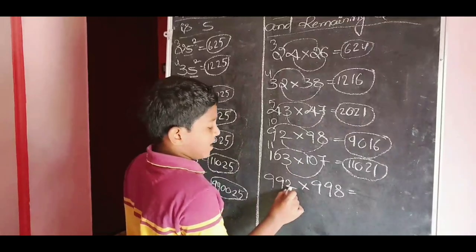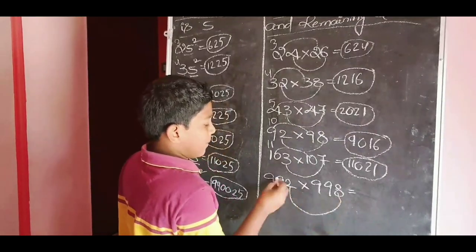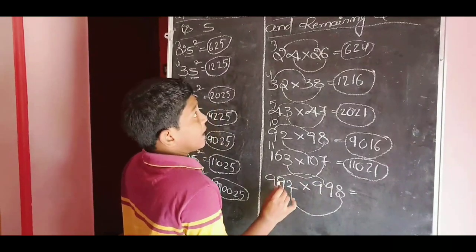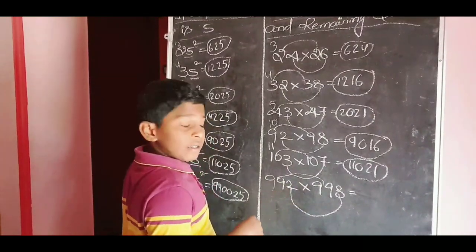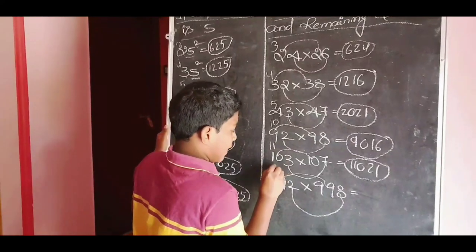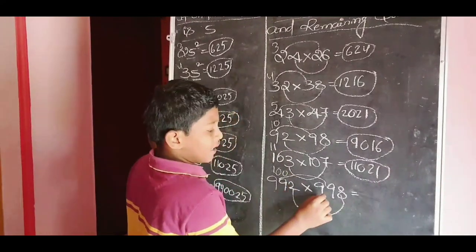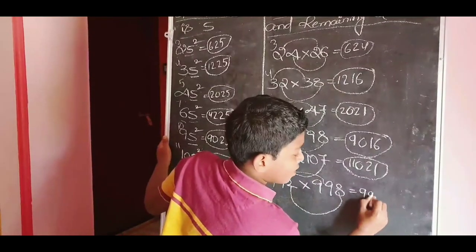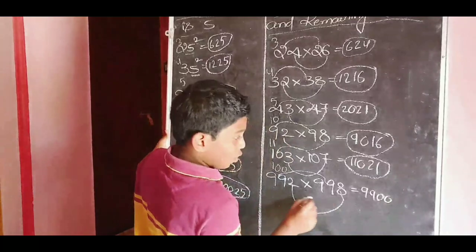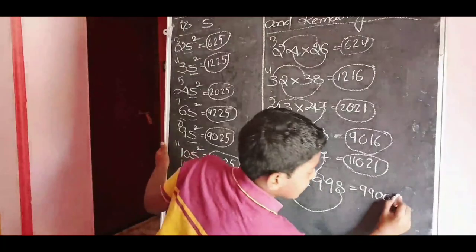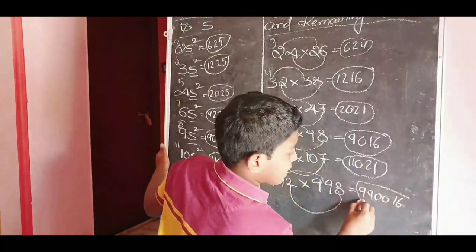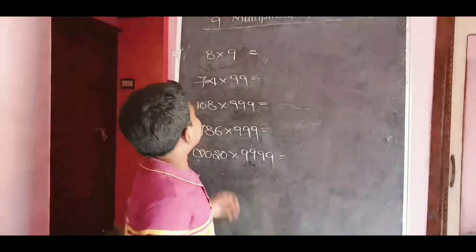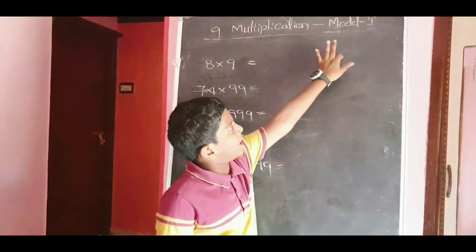992 into 998. Sum of unit place is 10. Remaining are same. 99 next 100. 100 into 99. 2 8s are 16. The answer is 990016.